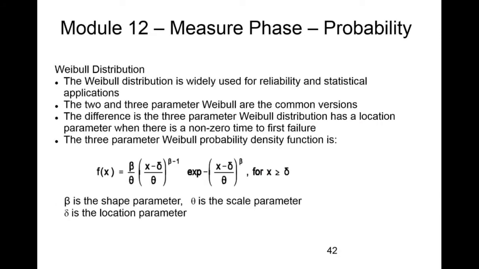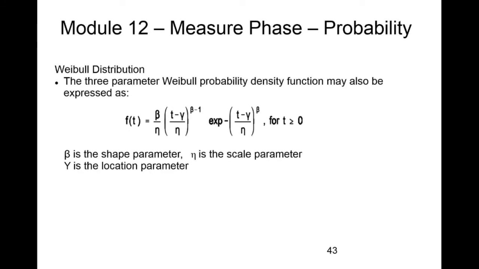Weibull distribution is widely used for reliability in statistical applications. The 2 and 3 parameter Weibull are common versions. The difference is the 3 parameter Weibull distribution has a location parameter when there is a non-zero time for the first failure. The 3 parameter probability density function is below.